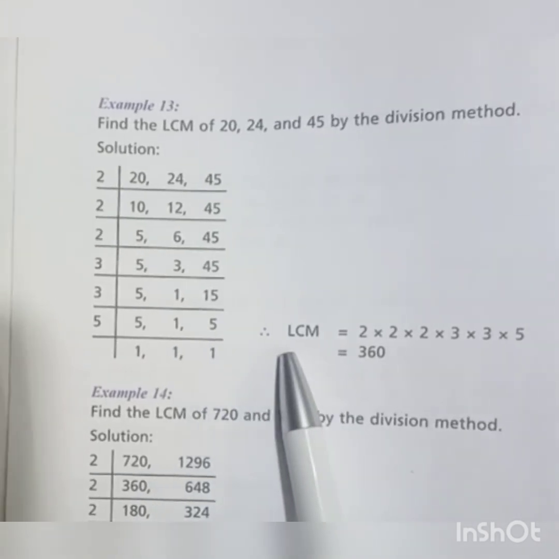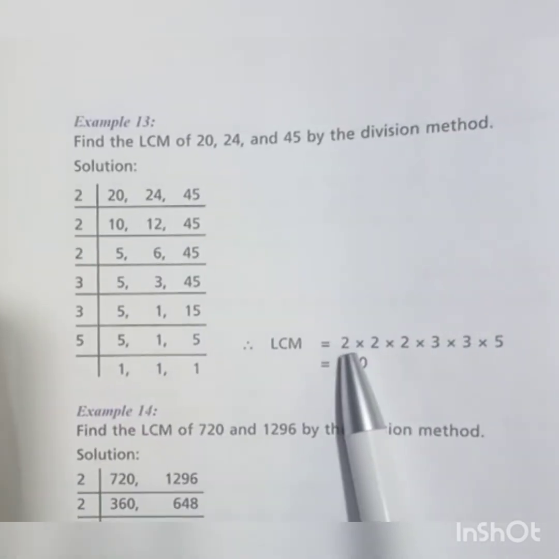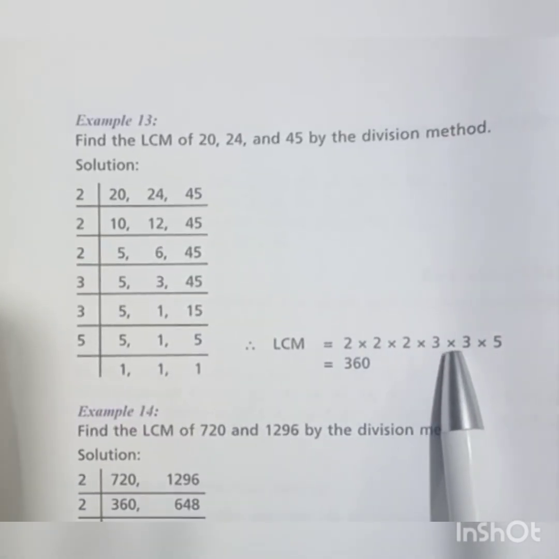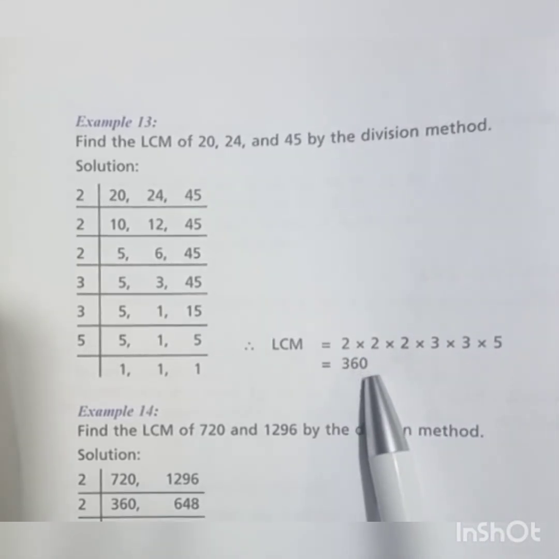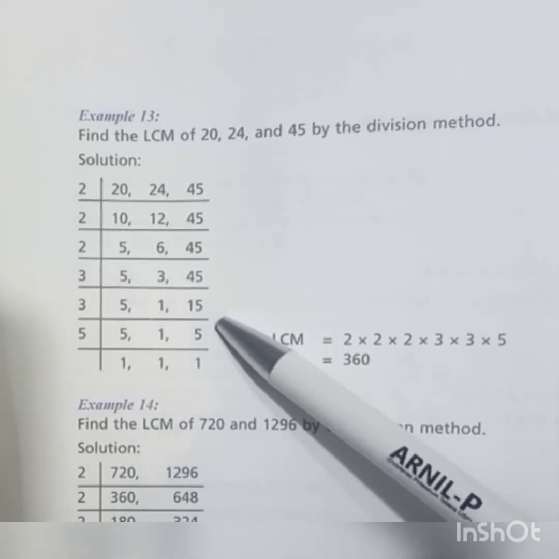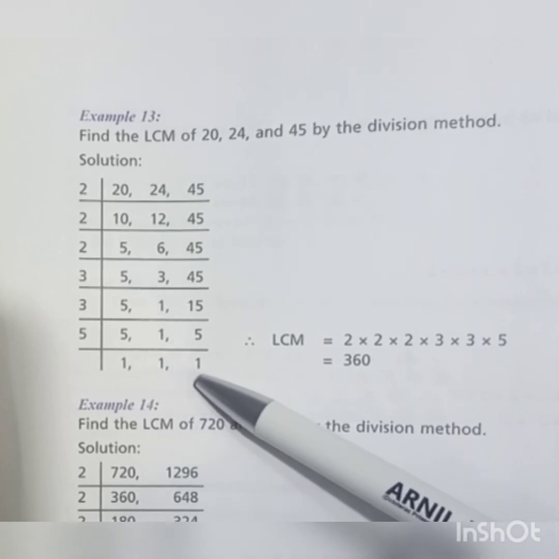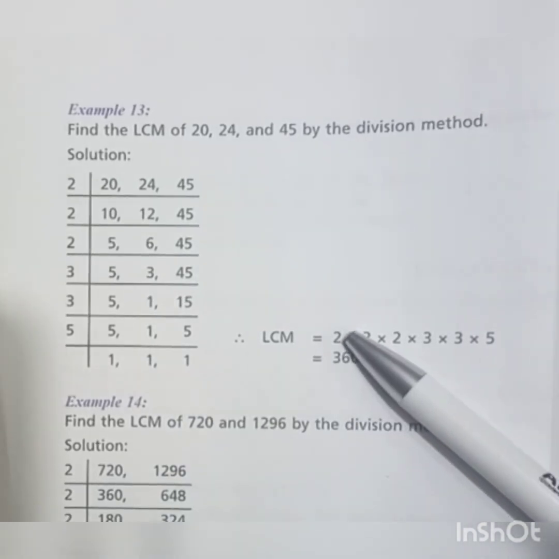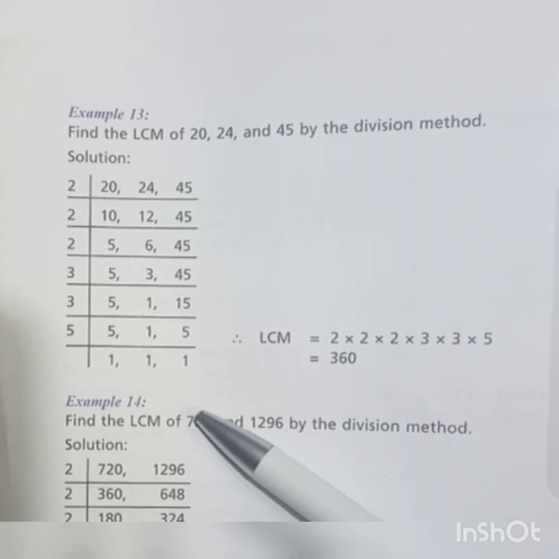So students, the LCM least common multiple will be the product of these values and it is 2 multiplied by 2 multiplied by 2 multiplied by 3 multiplied by 3 multiplied by 5. By solving it, the answer is 360. Students, we will continue the process of division until we get the numbers 1, 1 and 1. Students, hope you all understood it clearly. Now students, understand and practice example number 14, 15, 16 and 17 by yourself.